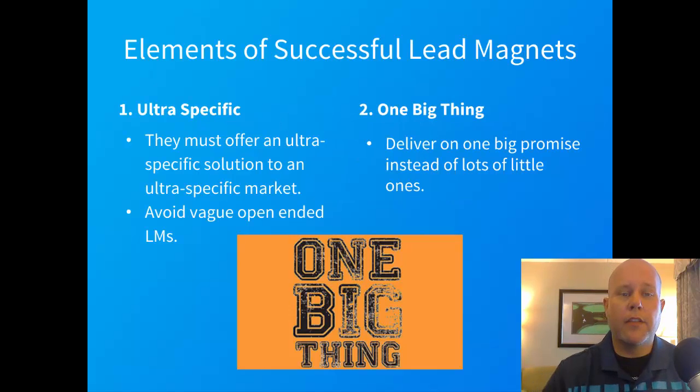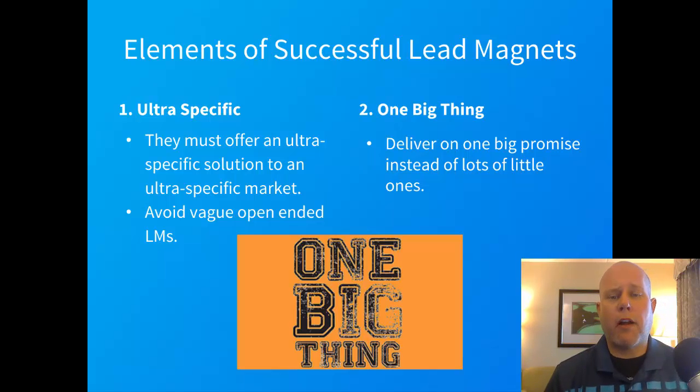So the first thing we want is it to be ultra specific. We always say one problem, one solution. Don't try to solve every problem that your niche has. Just pick one thing, focus on that, okay, and go after that market. You don't want it to be really vague and open-ended. You want to tell people exactly what it is.